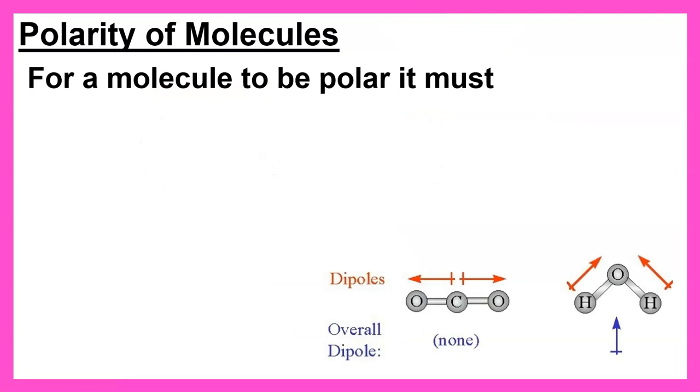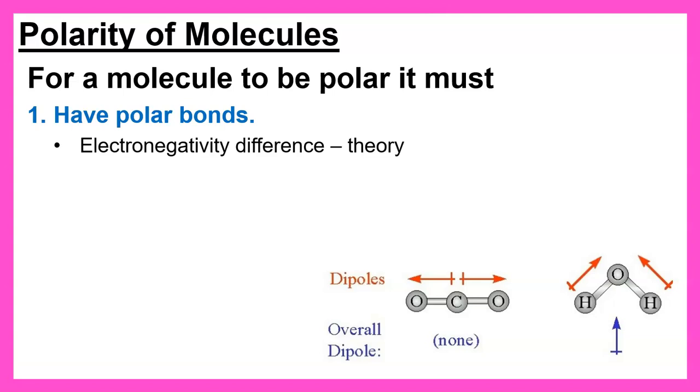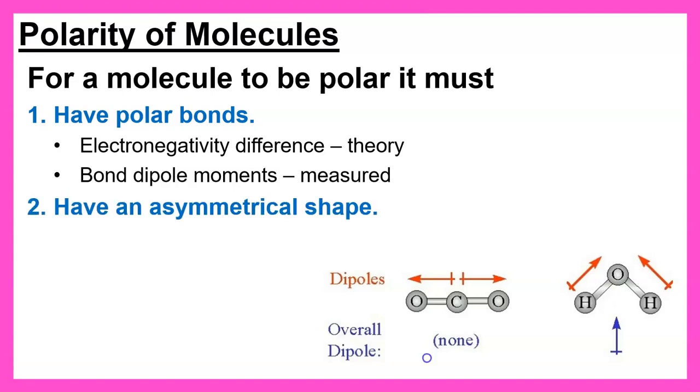In order for a molecule to be polar, you have to have polar bonds, right? There has to be a difference in their electronegativities, but then you have to also measure that appreciable difference. It has to actually sum in a direction that results in a slightly positive end and a slightly negative end with that asymmetrical shape.